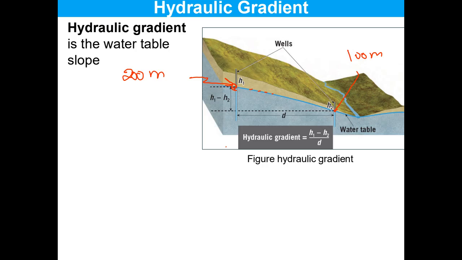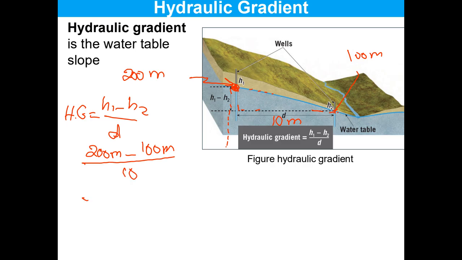So if you would like to find the gradient or slope of this location from H1 to H2, you use this equation. We have hydraulic gradient equals H1 minus H2 divided by the distance. The distance between the two locations is this one right here. Let's say the distance is 10 meters. So I have the height of the water table, 200 meters, minus the elevation of this water table right here, which is 100 meters, divided by the distance between the two, which is 10. 200 minus 100 is 100 meters, divided by 10 meters, and that gives me 10. In this case, 10 meter per meter.